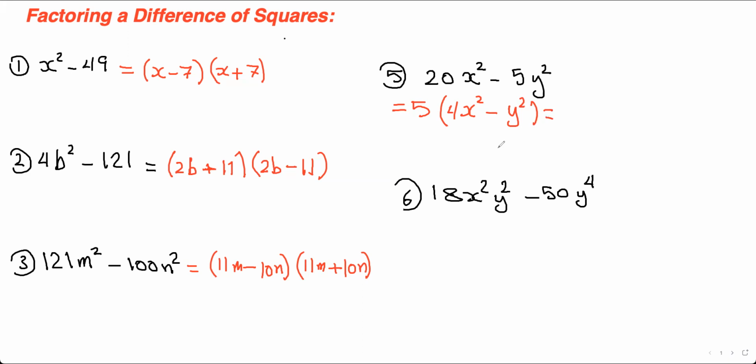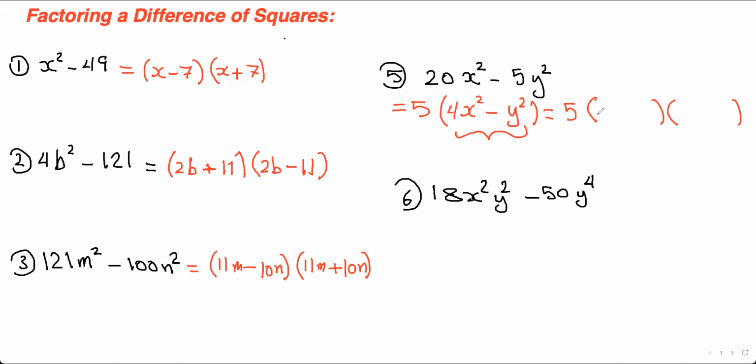Do we stop here? Definitely not. We're going to continue, carry on. I don't know why I wrote a 4. Carry on the 5 and open two sets of brackets, because now this follows or meets all the conditions for factoring the difference of squares, like here.